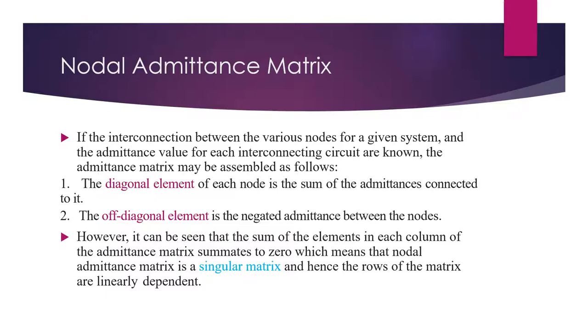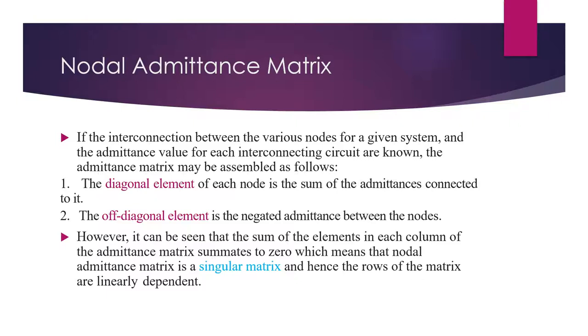But the sum of the elements in each column of the admittance matrix is 0. That is, it is a singular matrix. Singular matrix means what? The determinant of the matrix is equal to 0. So the rows of the matrix are linearly dependent.